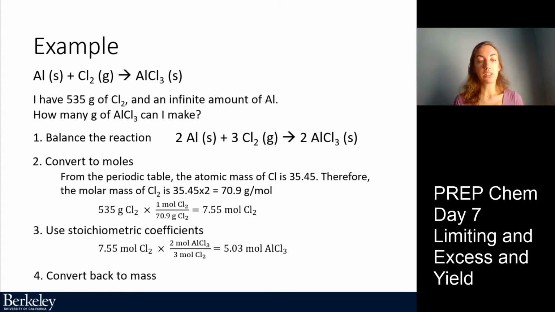And then I can pretty easily just convert back to mass. So using the molar mass of AlCl3, I have 5.03 moles times 133.34 grams per mole. So that means that I could make 671 grams of AlCl3 if I had 535 grams of Cl2.